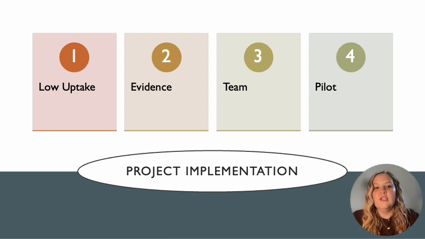So, applying my project to the Iowa model with the steps that I talked about earlier. Step 1, the identified problem is poor HPV vaccine uptake and poor parental education.